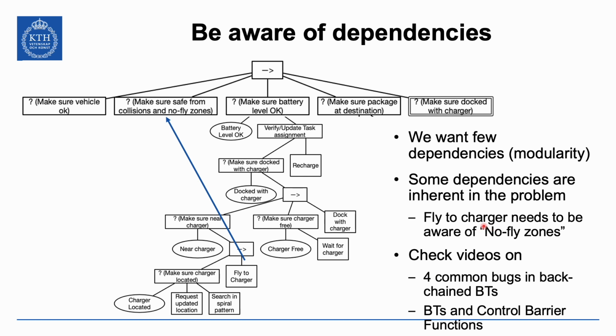If you want more details on this, you can check some of our earlier videos on, for instance, 4 common bugs in backchain BTs, which includes this guy, and BTs and control barrier functions, because control barrier functions are one way to address this problem.